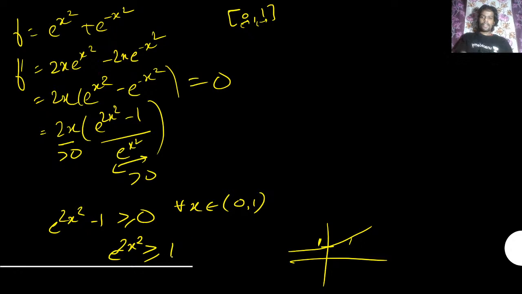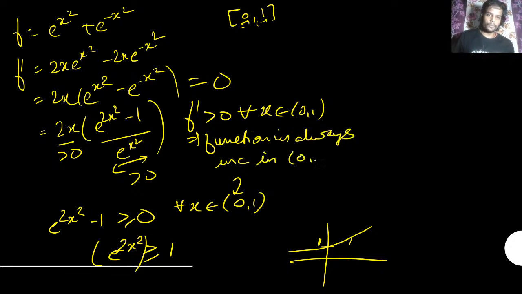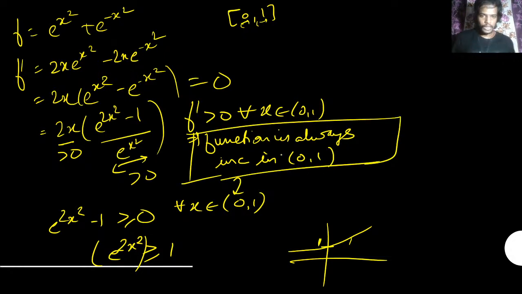So the value 1 would be attained at x equal to 0, and after that the value e to the power 2x square will obviously be greater than 1. So e to the power 2x square minus 1 would always be positive. So we have gotten that the derivative is always positive for all x belonging to 0 to 1. What does it mean? That function is always increasing in 0 1. So we have gotten the first function f is always increasing.